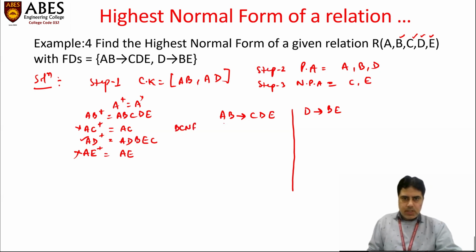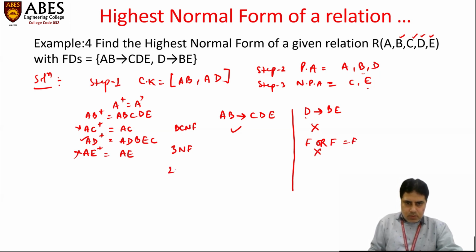Now first check for BCNF. The left-hand side should be the candidate key. Yes, candidate key. So this is in BCNF. Now check this one. The left-hand side should be the candidate key. No, false. This is not in BCNF. Now check for third normal form. The left-hand side should be the candidate key. No, false, or the right-hand side should be a prime attribute. B is a prime attribute and E is a non-prime attribute. Prime and non-prime together count as non-prime. So this is false. So we can say that this is not in 3NF.